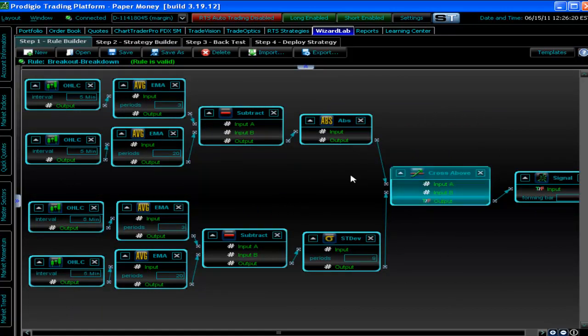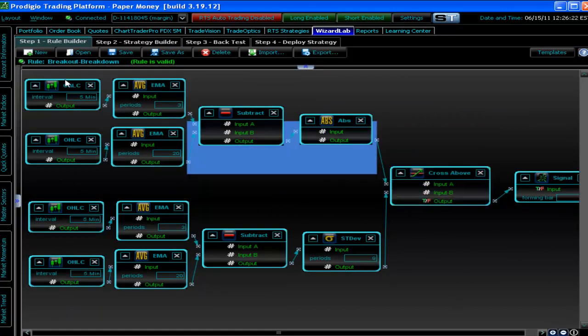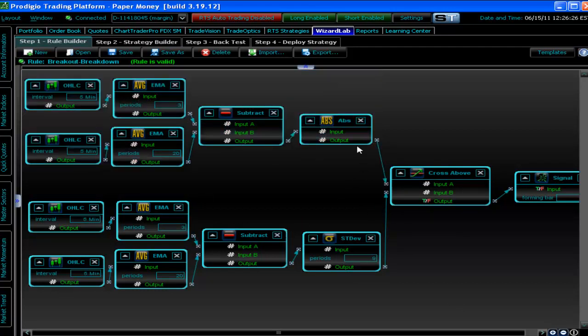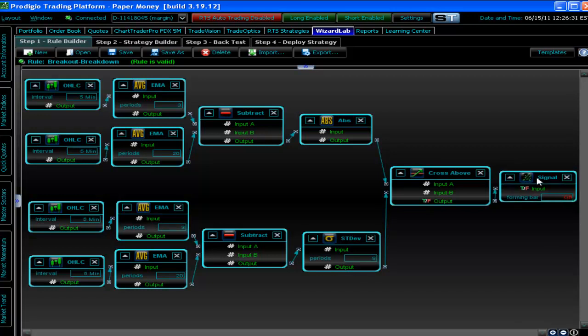You'll notice that there's a cross above in here, and there's a top section, and there's a bottom section. So we're looking for the top section to cross above the bottom section. And then the last part is just this signal, and that's the end of the rule. So what's this top half and this bottom half? Well, it's very simple, and it's related to a MACD.